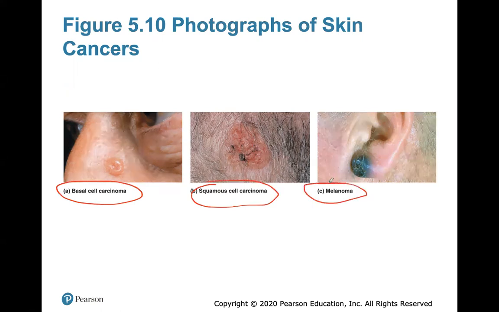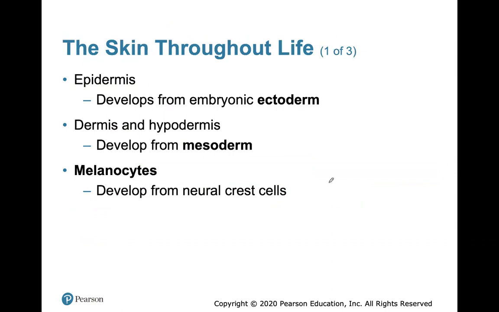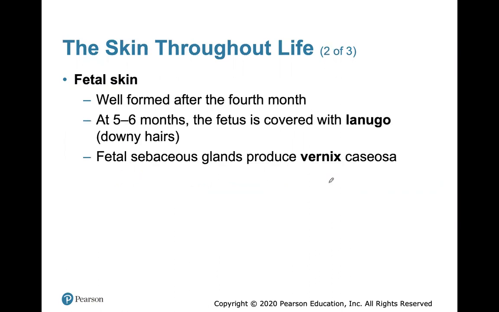This is why it's always maybe good to see a dermatologist once a year. And if you have any sort of strange looking moles or freckles, they can take a biopsy of it to see if they are malignant or cancerous. So the skin throughout life: the epidermis develops from embryonic ectoderm, the dermis and hypodermis develop from mesoderm, and melanocytes develop from neural crest cells.